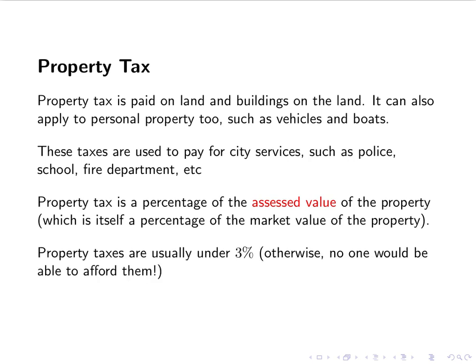Property taxes vary by city and by state, and they're usually under 3%. So if you're doing a problem and you're getting a property tax of like 12%, you might want to go back and look at your math, because if it's too high, no one would be able to afford them. So I said it's usually 1 point something or 2 point something percent. So it's a very small percentage.